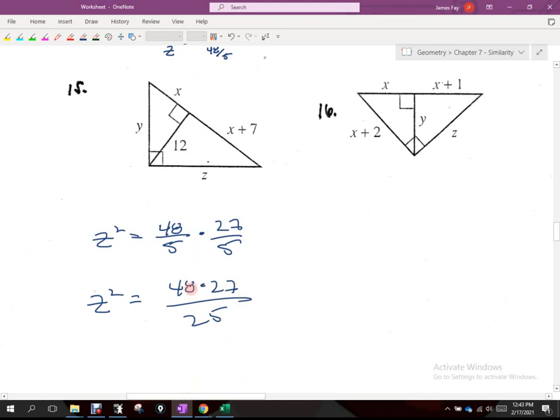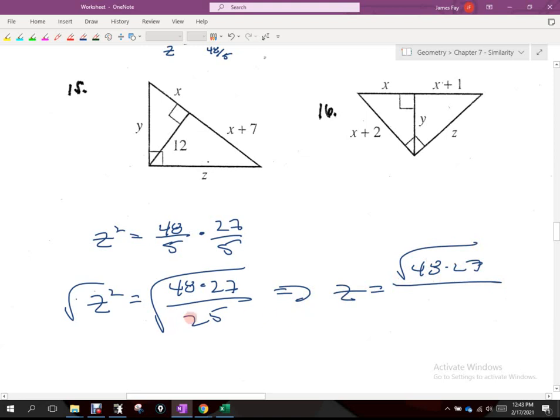If I take my calculator, because we're going to simplify, we're going to take square roots, right? Square root. That's going to yield z equals whatever square root of 48 times 27 is. What's square root of 25, though? 5. Okay? But if I multiply the top out and got the number, let's go ahead and do it real quick. 48 times 27. Change that top to 1296. Okay?